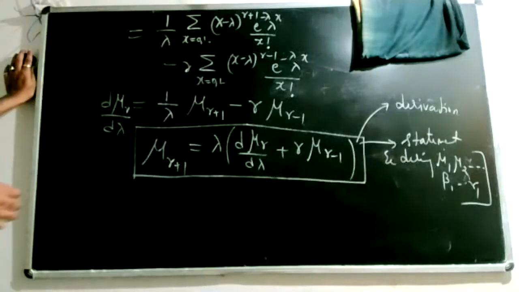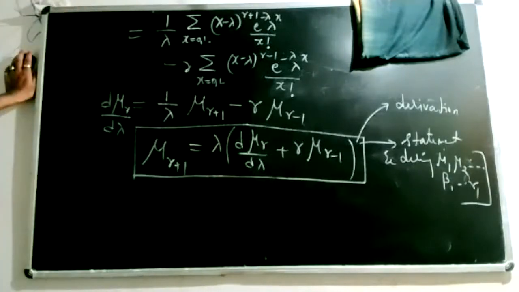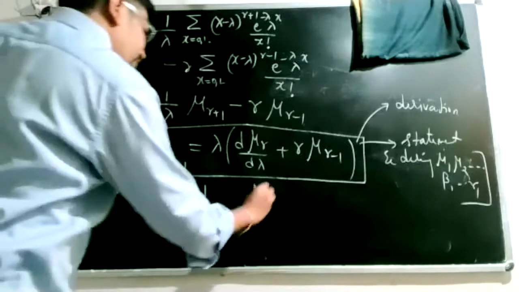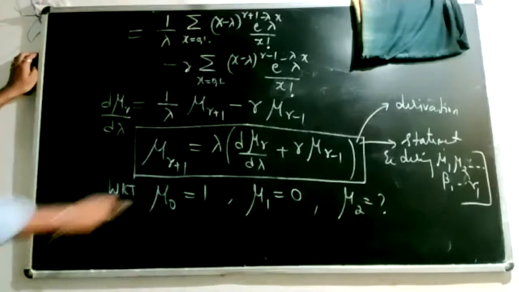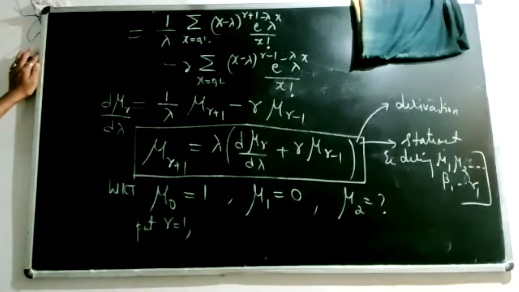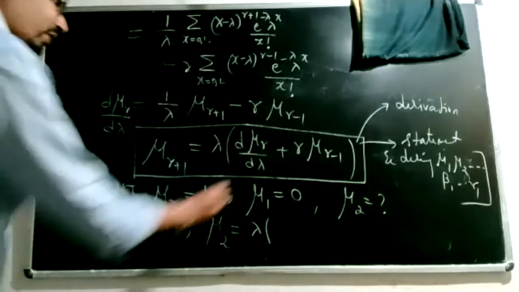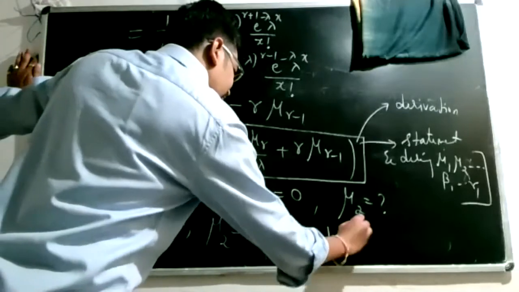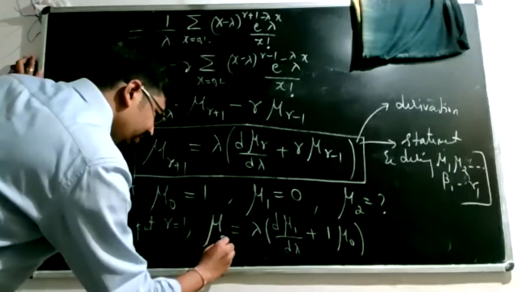Now coming to the second part. The second part is usually the statement of the recurrence relation, so you have to memorize this. Using this, you can obtain the coming moments. Let me show how. We know that mu 0 is equal to 1 and mu 1 is equal to 0. Now my question is, what is mu 2? If I want to obtain mu 2, I have to put r equal to 1. So when I put r equals 1 in the expression, I get mu 2 equal to lambda into the derivative of mu 1, plus 1 into mu 0. First write the expression, then substitute, then simplify.